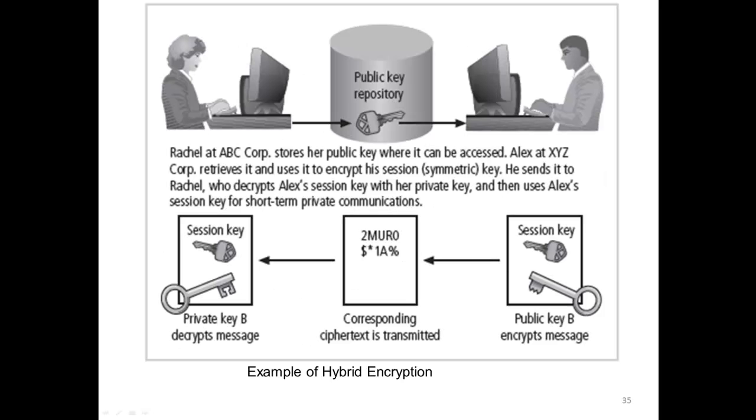Graphical representation of a hybrid encryption where Rachel wants to send Alex a message. So she stores her public key where it can be accessed. He retrieves it, uses it to encrypt his symmetric key. He sends it to Rachel, who decrypts his session key with her private key, and then uses Alex's session key for short-term private communication. Hybrid encryption.